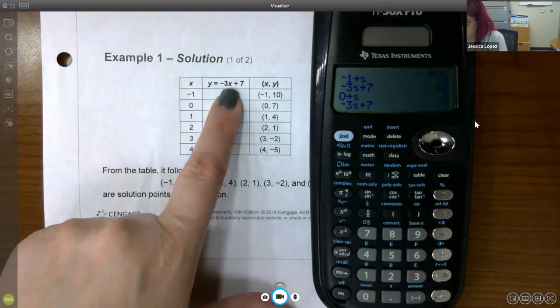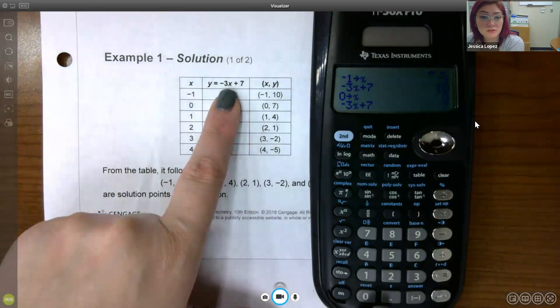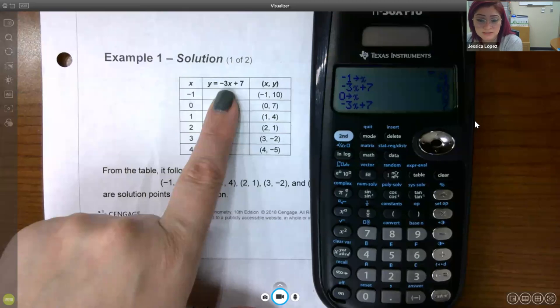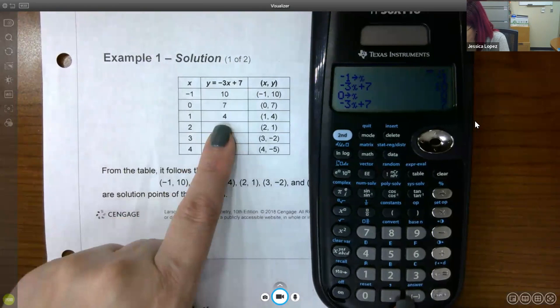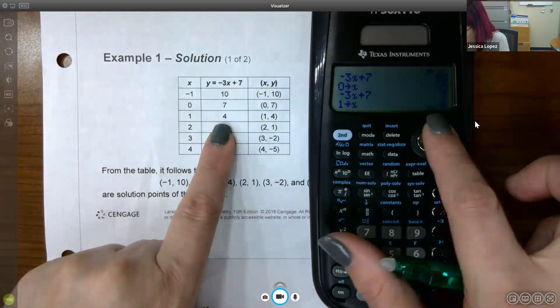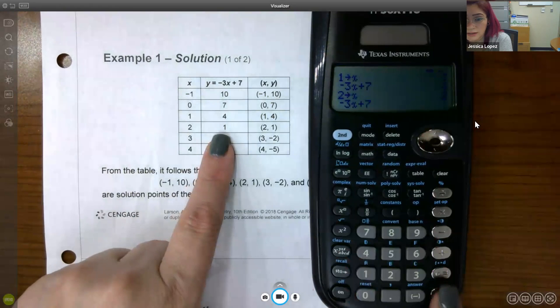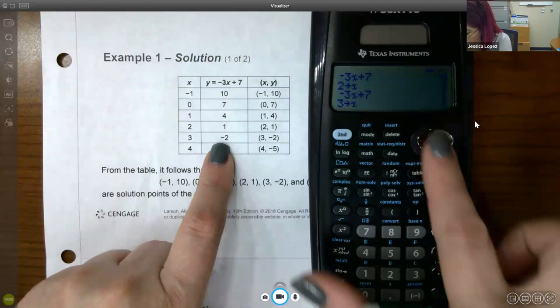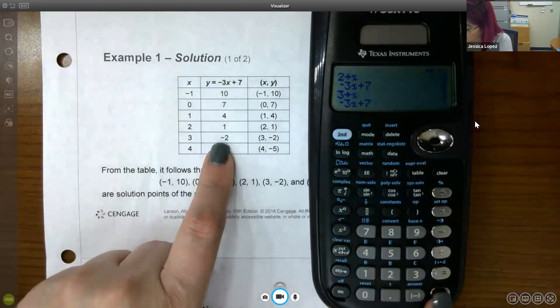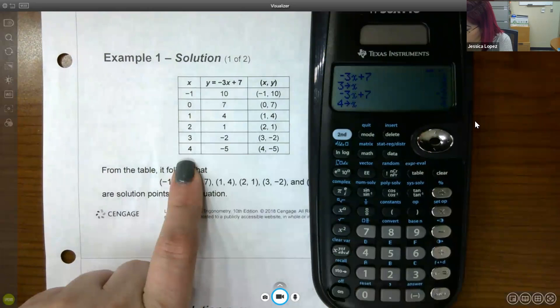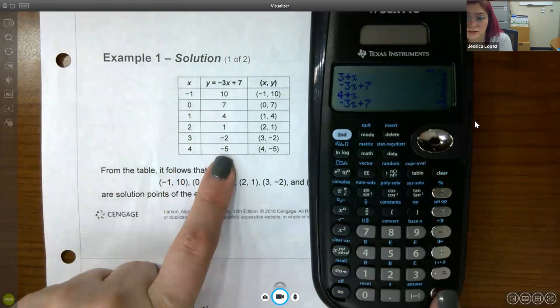Now, for an expression this small, it may not be necessary to use the programming capability of the calculator. However, as the equations that we try to graph get more complicated, this process will come in handy. So it may be best to practice it with smaller equations where you could do it in your head, just so that you get practice using the calculator this way. If I plug in 1 into that expression, I get 4. If I plug in 2, I get 1. If I plug in 3 and hit enter, I get negative 2. And finally, if I store 4 and plug it into the expression, I get negative 5, okay?